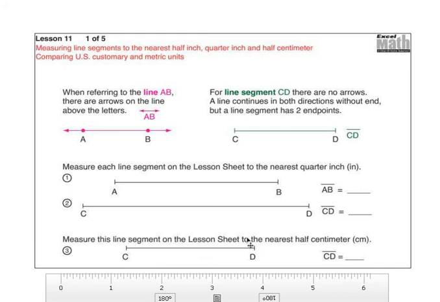All right, here we go with 6th grade Excel, lesson number 11. And we're going to be looking at measuring line segments to the nearest ½ inch, ¼ inch, and ½ centimeter.